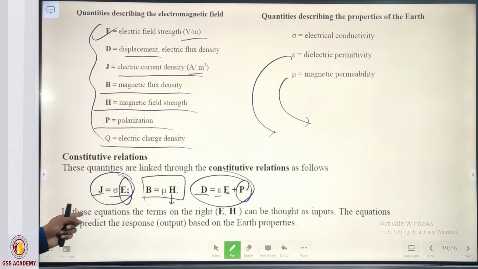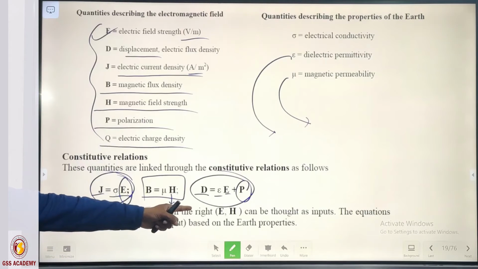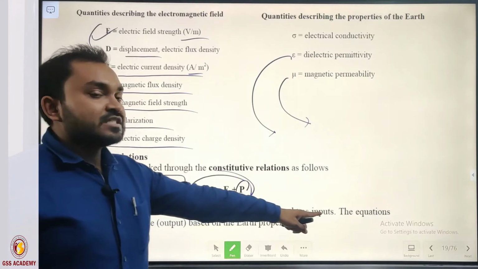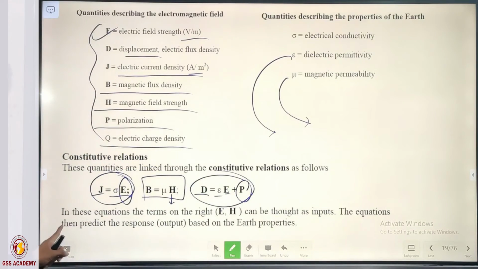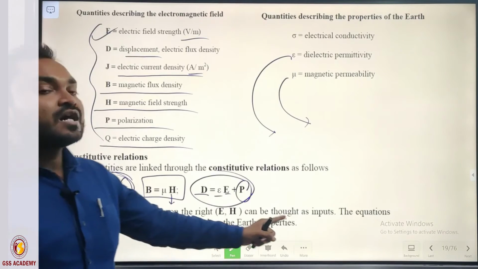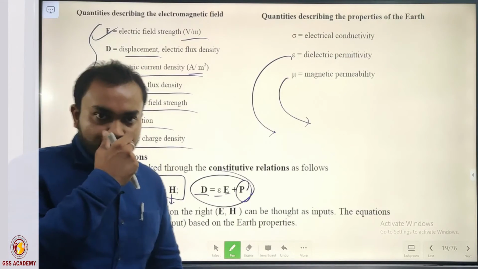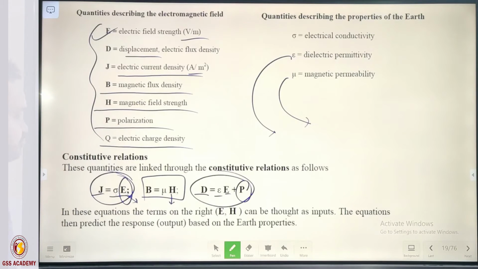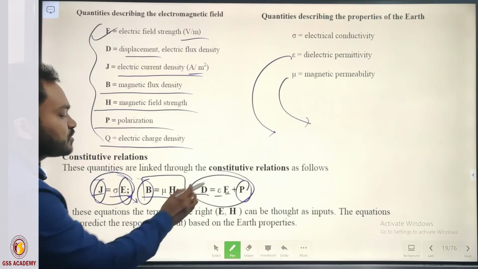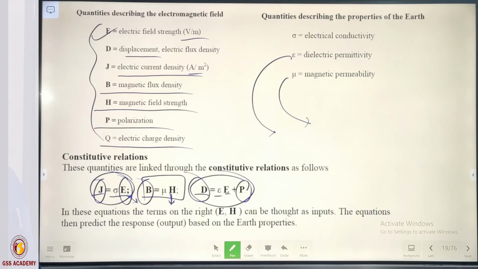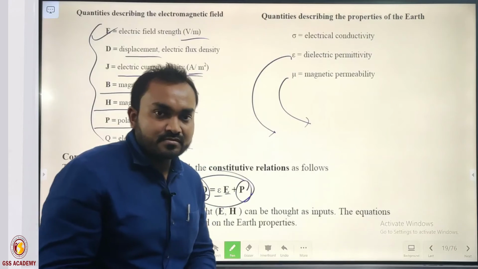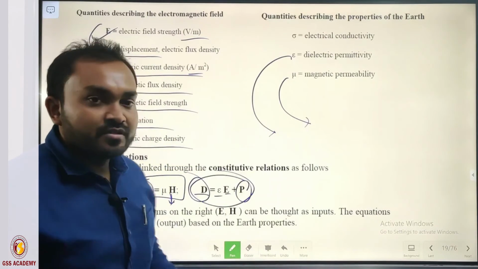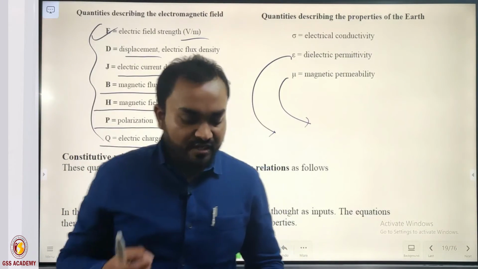Okay, in this equation the terms on the right side, E and H, can be thought of as inputs, and the equation then predicts the response based on the earth properties. Understand? These are basically the input, and these are the response of the earth properties. When we study those methods, we will describe this very elaborately.